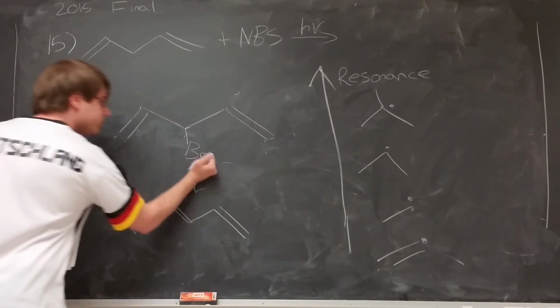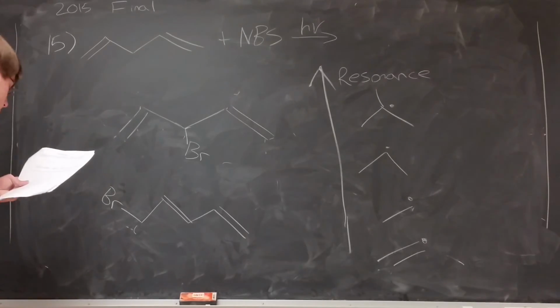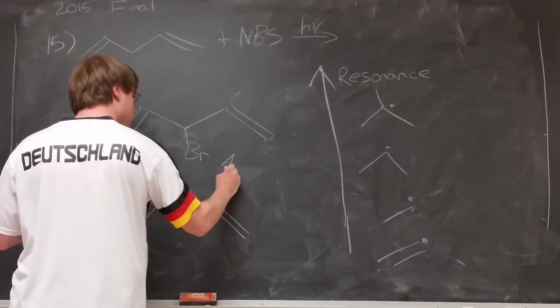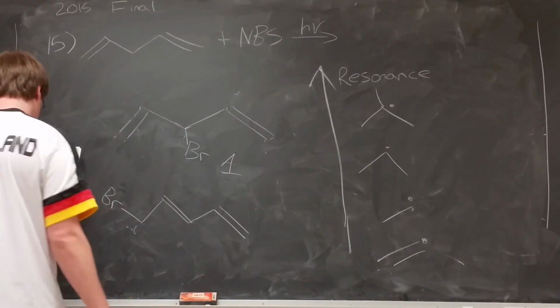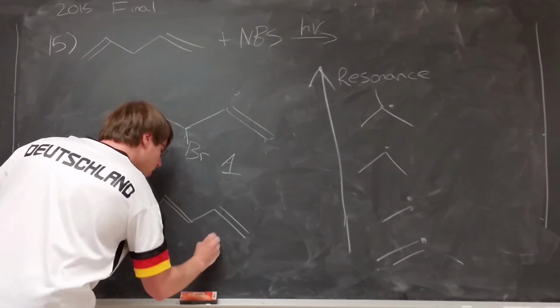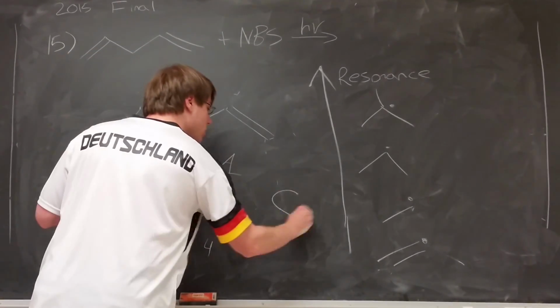where the bromine gets added there. So these are your 2 possible answers, and this one matches up with structure 1 on the answer key, and this one matches up with structure 4 on the answer key. So the answer was 1 and 4, choice C.